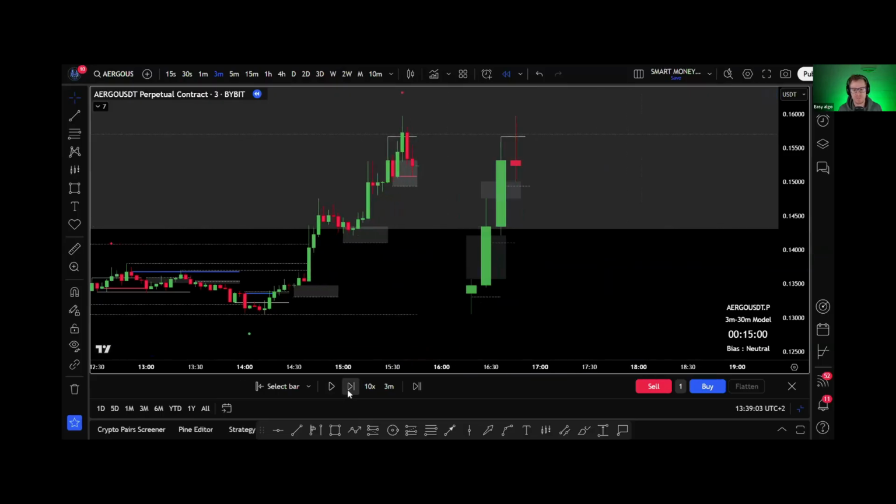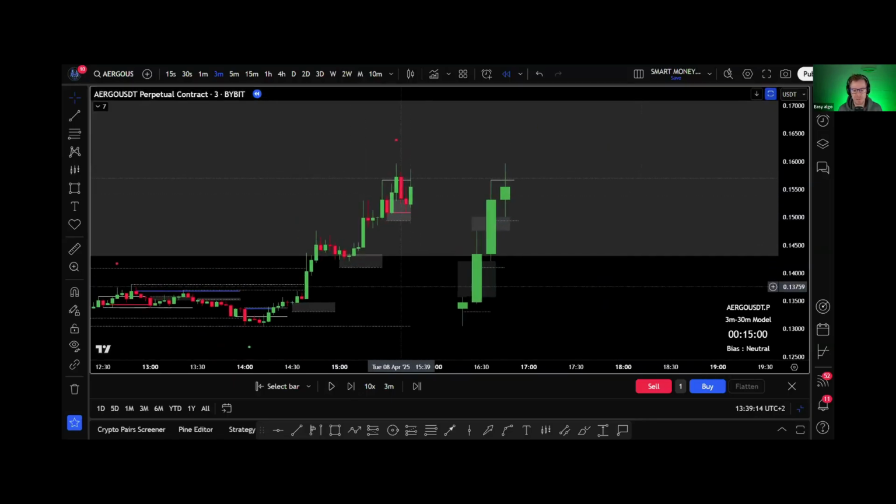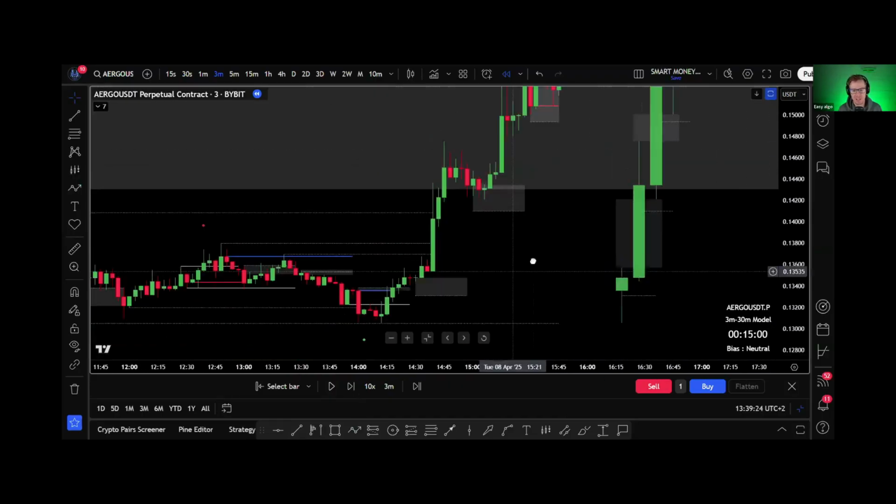Wait, let's see. There you go. I think I actually got taken out. I might have had a small loss over here on this one, but then I just re-entered at the 50%. You can see over here, it tapped into this 50% level. Exactly. We got a sweep occur. I waited for price to break the CISD. And look at this, guys.